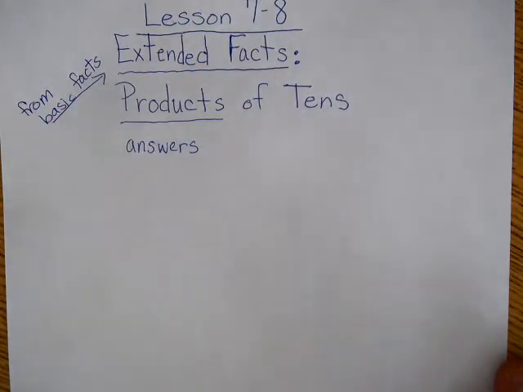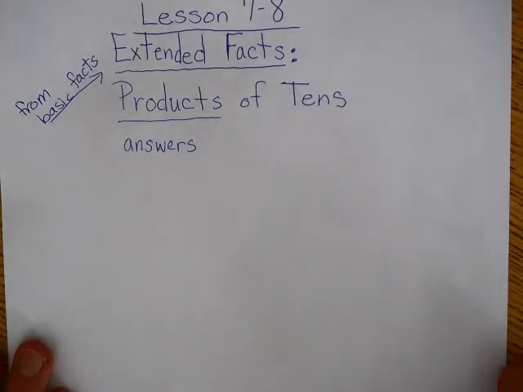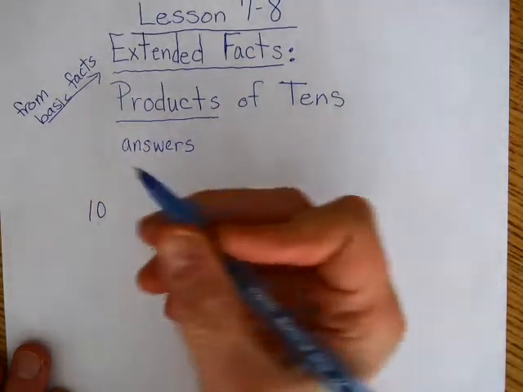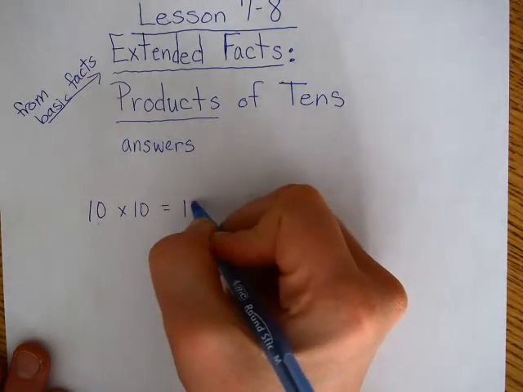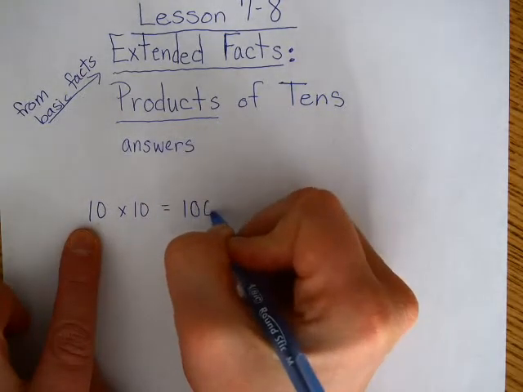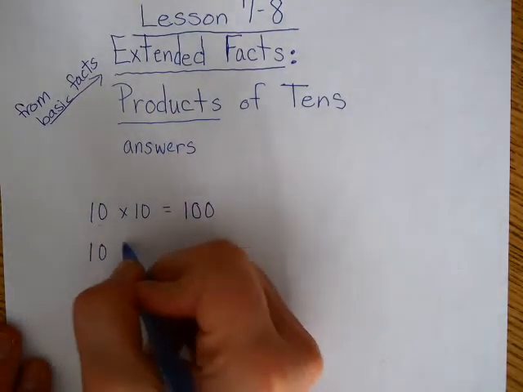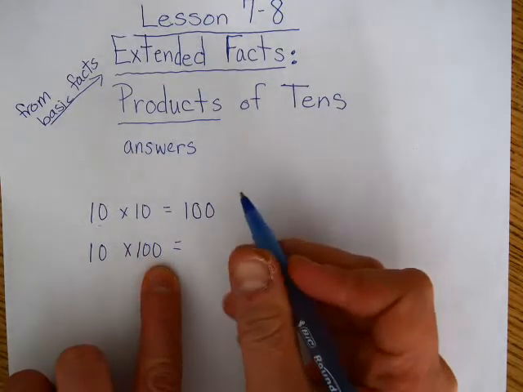So in today's lesson, we want kids to be able to find multiples of 10. If I say 10 times 10, you just basically add a 0 onto the number that you're multiplying by. It's going to equal 100. Then if I want to say 10 times 100, just going to add a 0 right onto there.